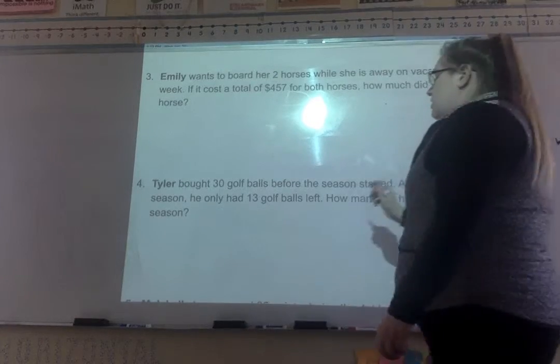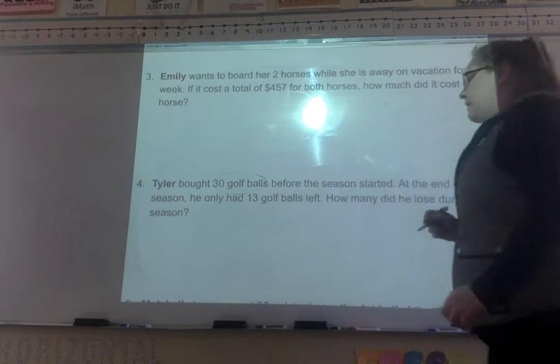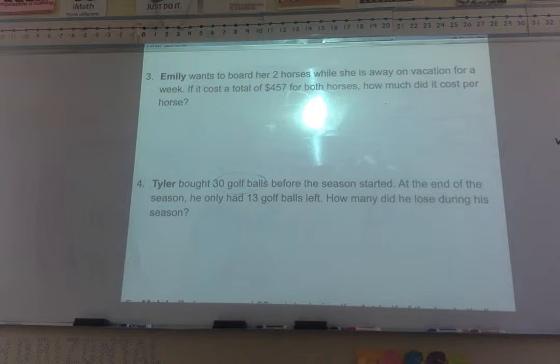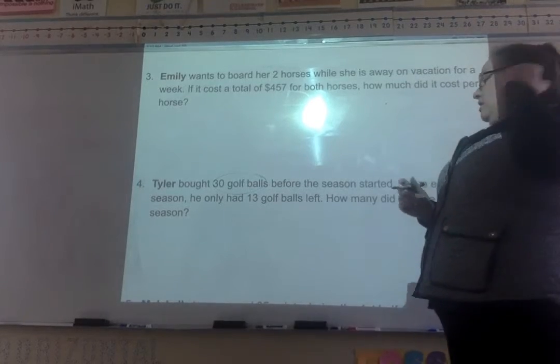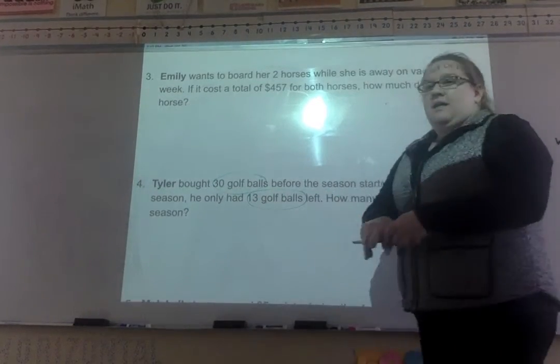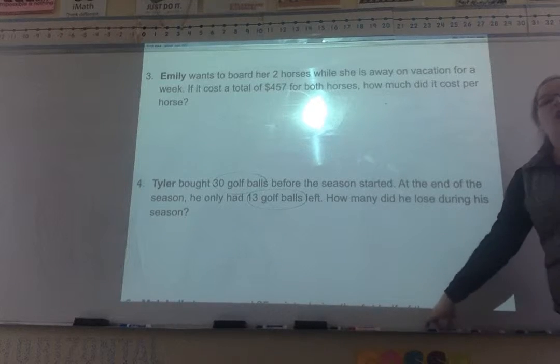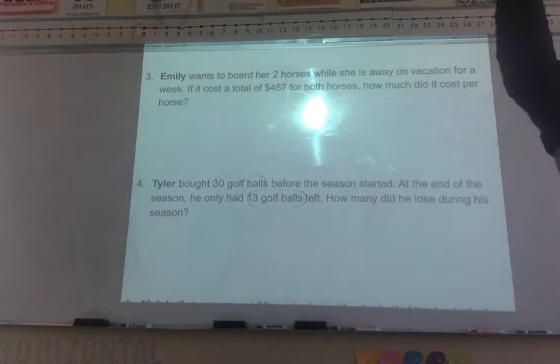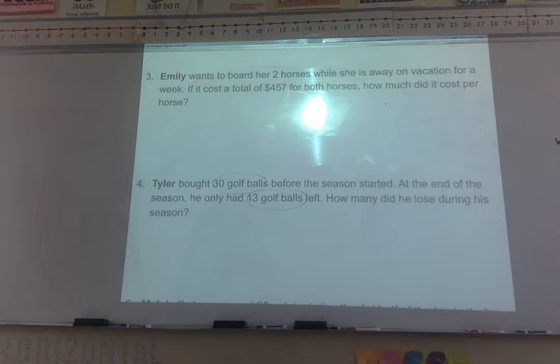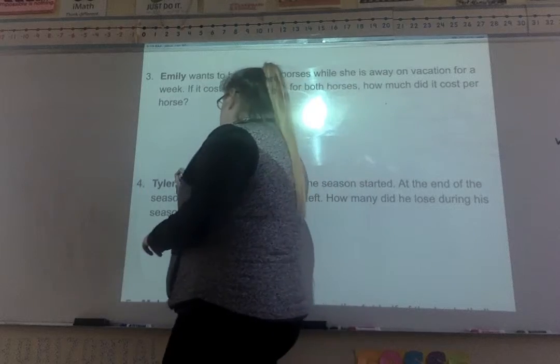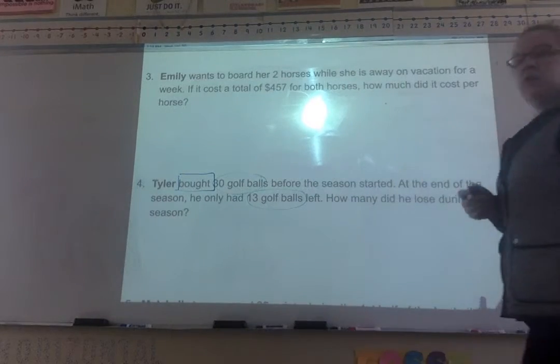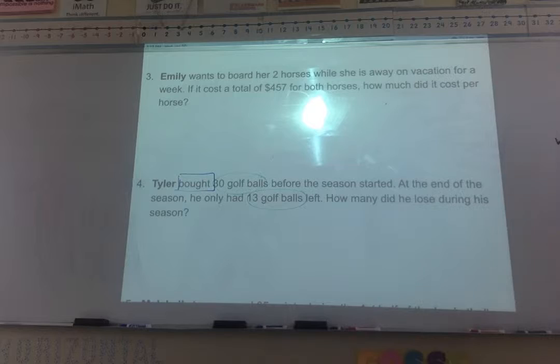What are they? 30 golf balls. What else? All right, Malachi. What's the second important number, Malachi? 13. All right. Tyler, what are words that are important that lead us to think of operations? Bought is one, yep. There's one more. Anyone can volunteer. Left. How many is left?